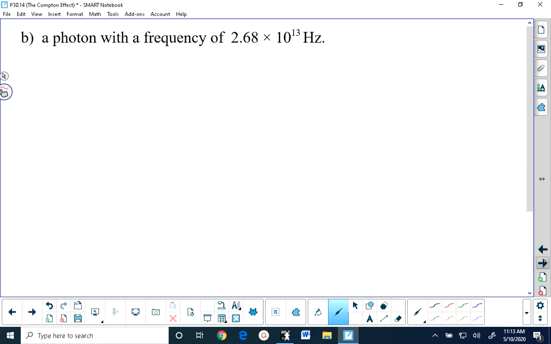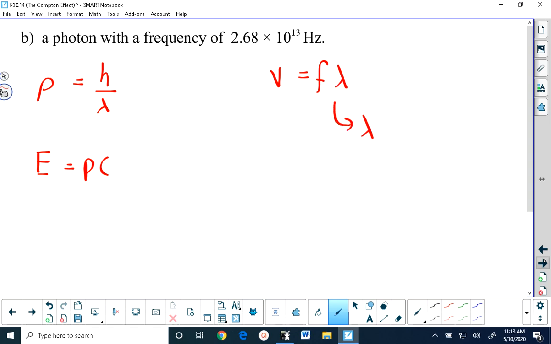Take a look at B. We have a photon with a particular frequency. Well, when you take a look at your formulas for momentum, which is what this question is asking us to find, you basically have two formulas that you can use for momentum of a photon, and neither one of them has frequency in it. So you have two paths you can follow. One of them is you can use the universal wave equation so that you can determine the wavelength. And if you can determine the wavelength, then you can use the first equation on the left.